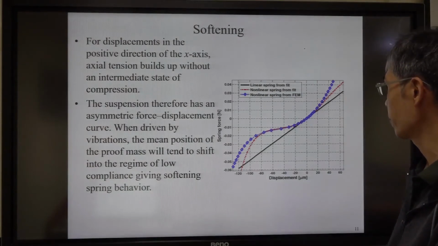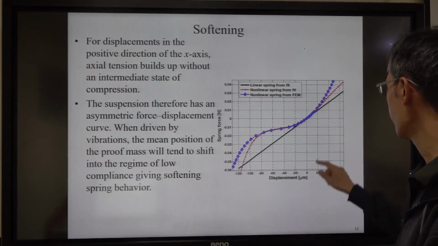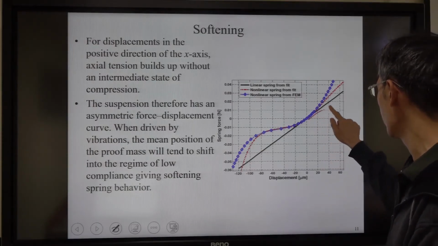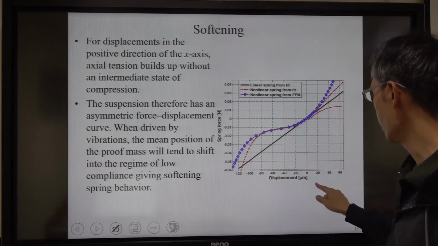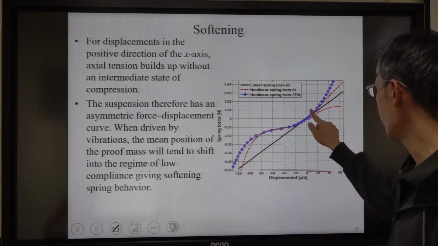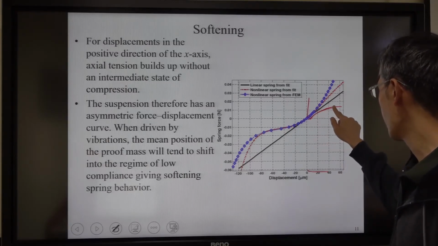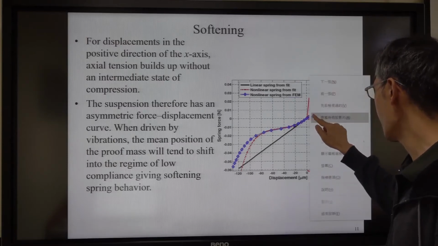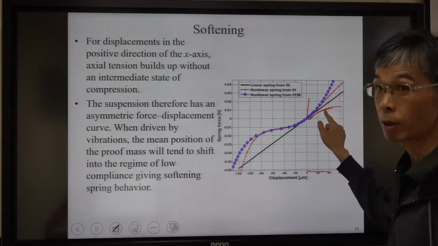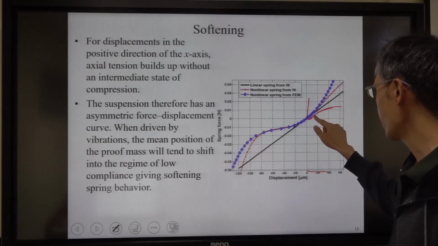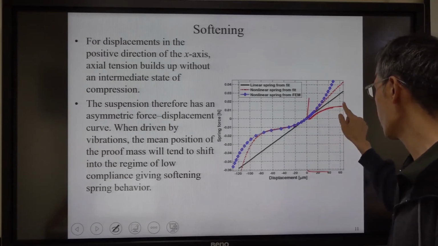So another type of spring, if the force displacement curve looks like this, we increase the displacement and the reaction force is decreasing. I mean also the absolute value is increasing, but the increment is smaller. So it becomes softer and softer.